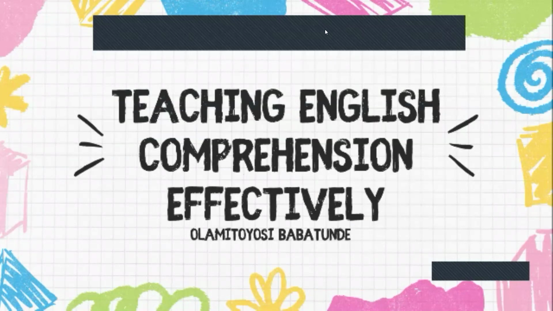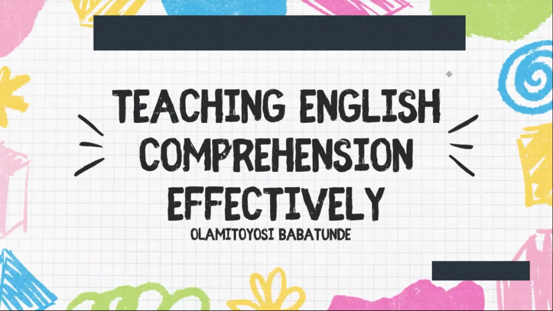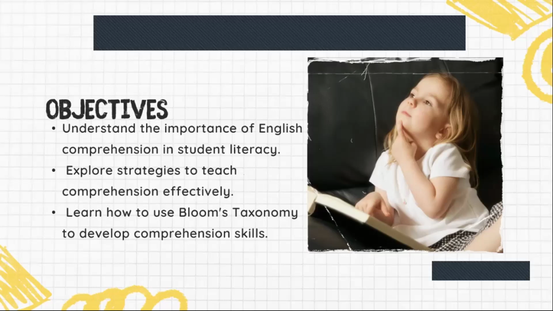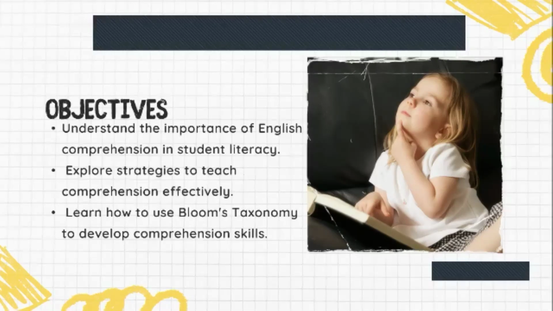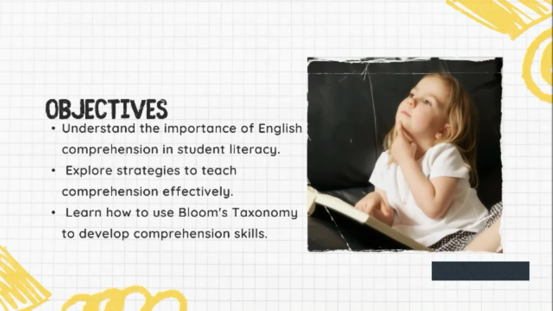Beautiful. All right, so teaching English comprehension effectively. What are the objectives of our session? First, it's to help us understand and discuss the importance of English comprehension in student literacy, for us to explore strategies to teach comprehension effectively, and then to learn how to use Bloom's taxonomy to develop comprehension skills.